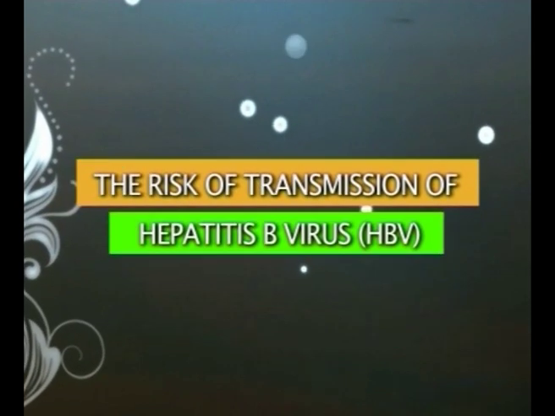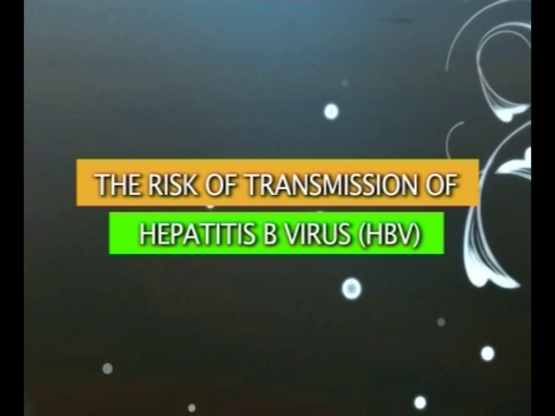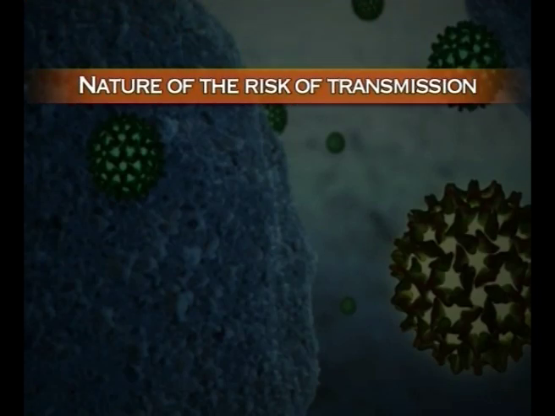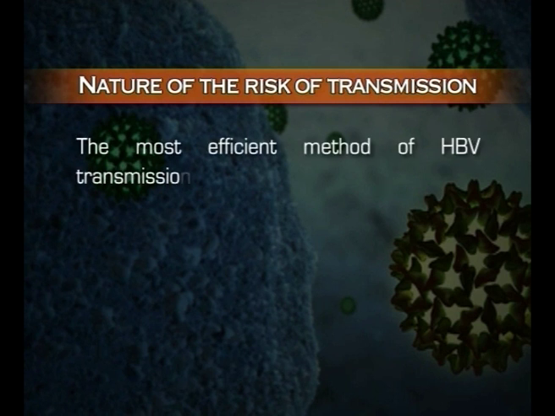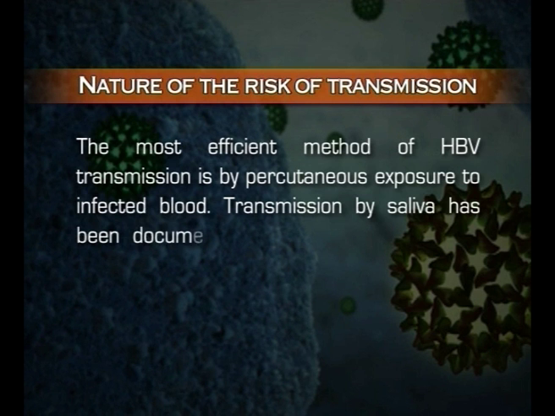Now we have risks of transmission of hepatitis B virus, that is HBV. Nature of the risk of transmission. The most efficient method of HBV transmission is by percutaneous exposure to infected blood. Transmission by saliva has been documented only after percutaneous exposure.